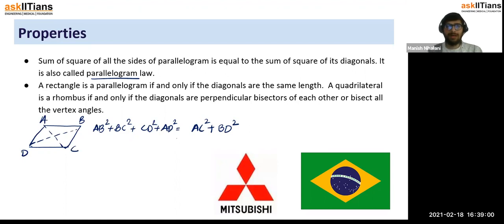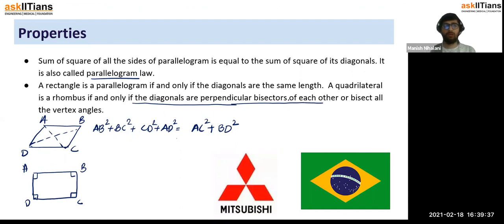Okay. Now, a parallelogram is a rectangle if and only if its diagonals are of the same length, right? So we would say yes, a rectangle is a parallelogram because all angles are 90 degrees and opposite sides of a rectangle are equal, right? Then a quadrilateral is a rhombus if and only if its diagonals are perpendicular bisectors of each other or bisect all the vertex angles.